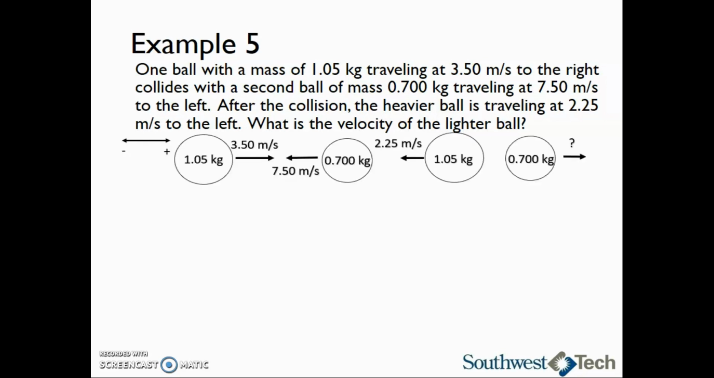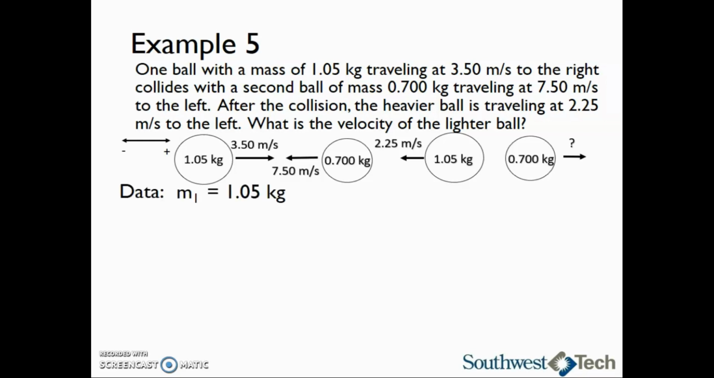Before the collision, we have the ball with a mass of 1.05 kilograms moving to the right at 3.50 meters per second. Then we have the ball with a mass of 0.700 kilograms moving at 7.50 meters per second to the left. After the collision, the ball with a mass of 1.05 kilograms is moving to the left at 2.25 meters per second. We want to figure out with what speed and direction the ball with a mass of 0.700 kilograms is traveling. Now that we have a clearer picture of what is going on, we can write down in a more organized format all of the data we were given.